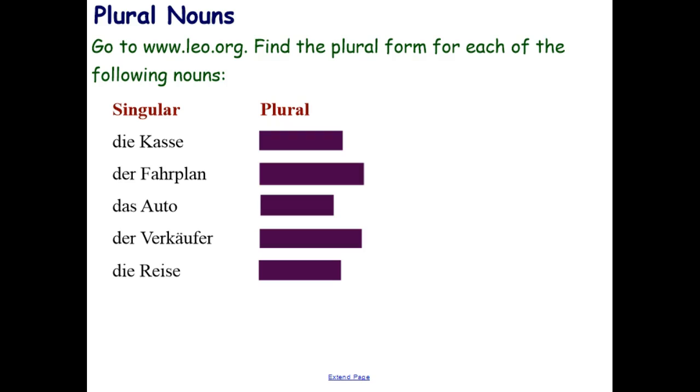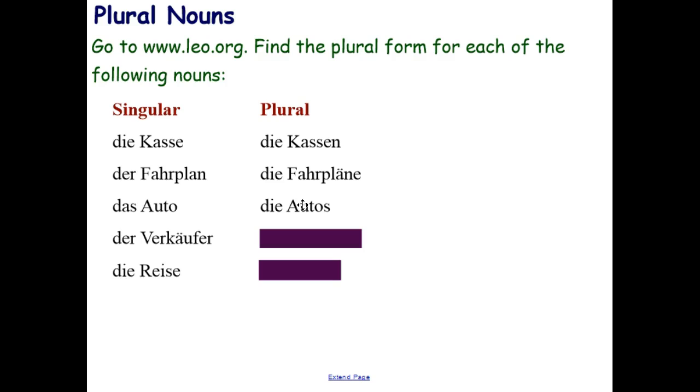Using the website www.leo.org, I would like for you to find the plural form of the following five nouns and write them down in your notes. Die Kasse would become die Kassen. Der Fahrplan would become die Fahrpläne. This is an example of not only adding an E in the plural form, but also adding umlauts.